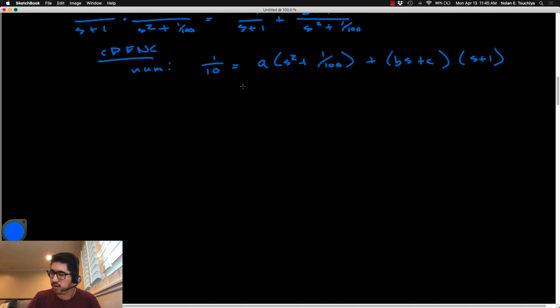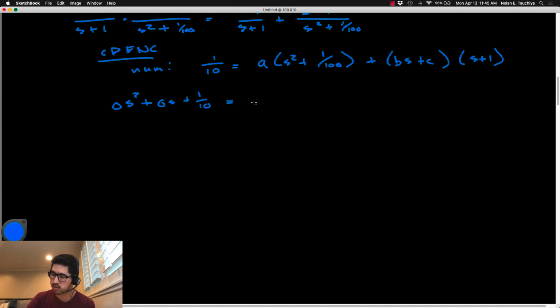Trying to be brief here, what we have is we need to expand out this numerator and solve for the coefficients. So on the left-hand side, 0s squared plus 0s plus 1/10.